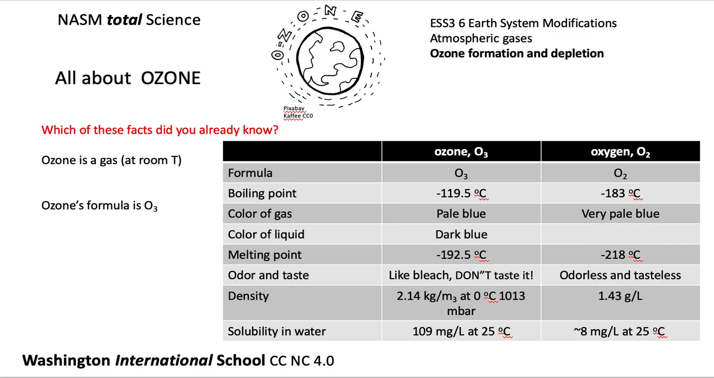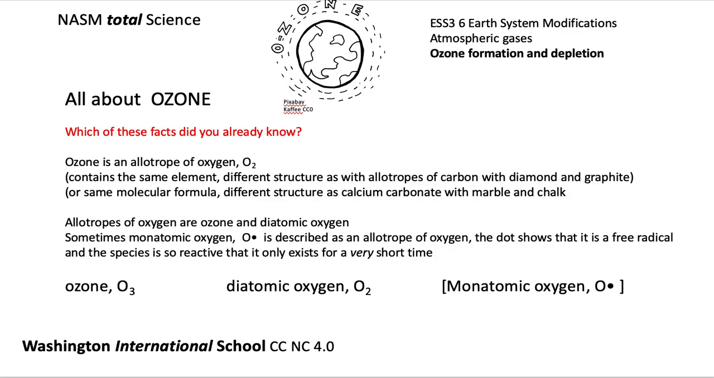And pause again to look at the table to compare oxygen and ozone: why their boiling points are different, why their solubilities in water are so different, with ozone being more soluble at 25 degrees Celsius compared to oxygen. Ozone and oxygen are allotropes, a substance with the same chemical element but a different structure.